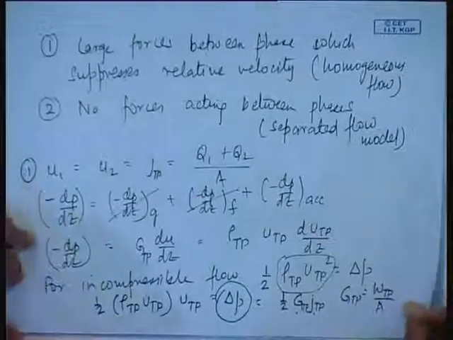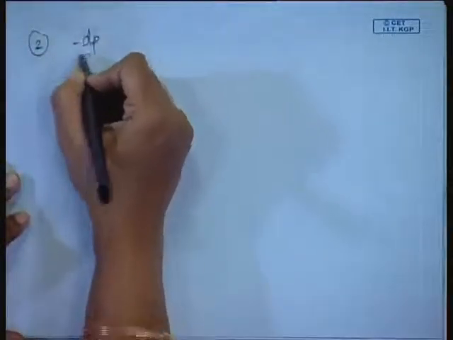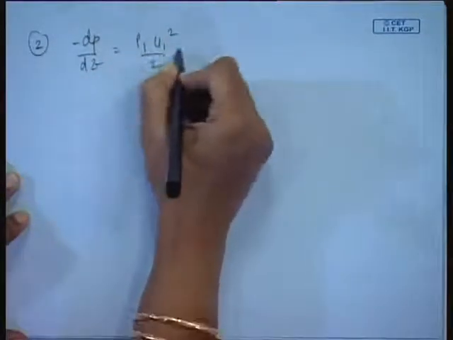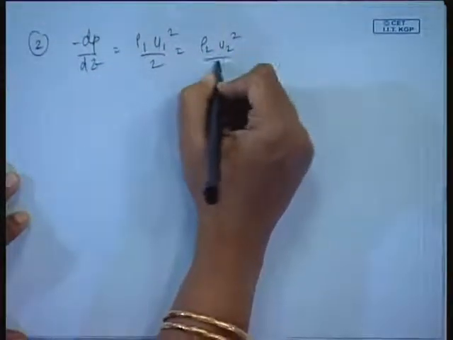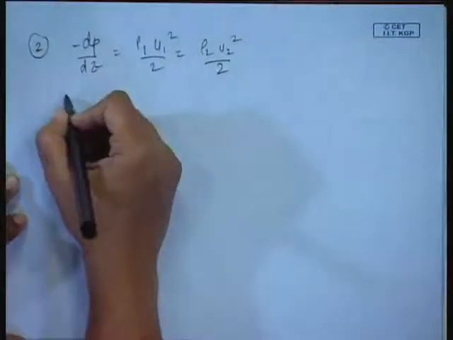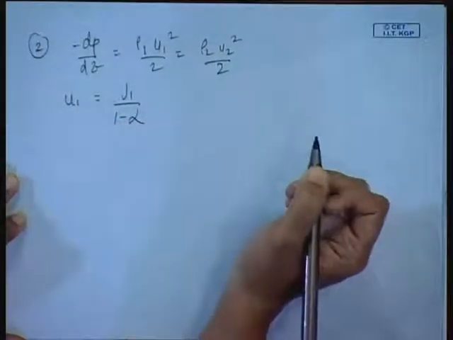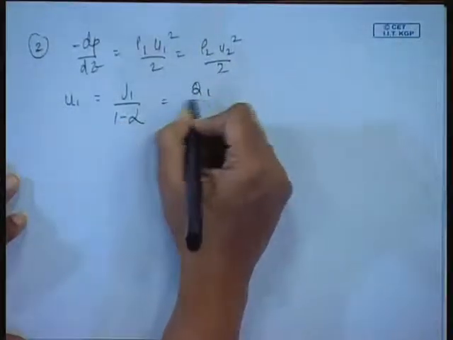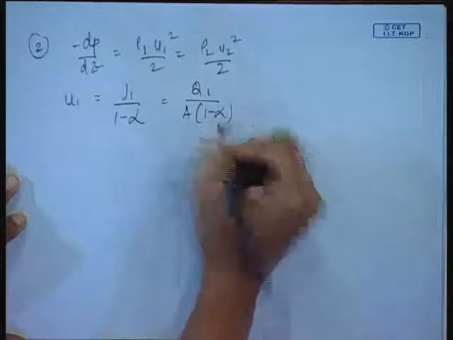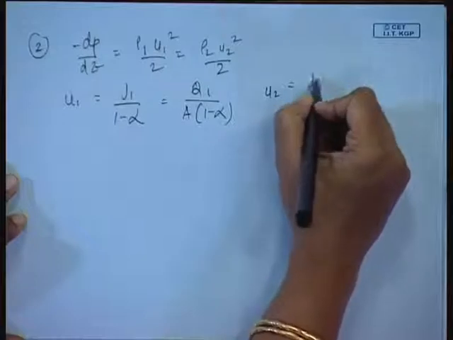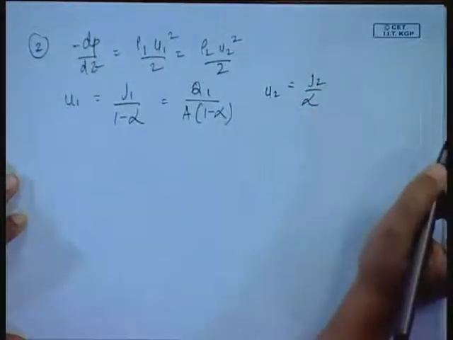That was for the first case. For the second case, what are we supposed to do? For the second case, we have already derived the equation. The equation was minus dp dz equals rho 1 u 1 square by 2 equals rho 2 u 2 square by 2, is it not? In this particular case, we know u 1 equals j 1 by (1 minus alpha), agreed? This is nothing but q 1 by A into (1 minus alpha). Same thing, u 2 will be equal to j 2 by alpha, fine.